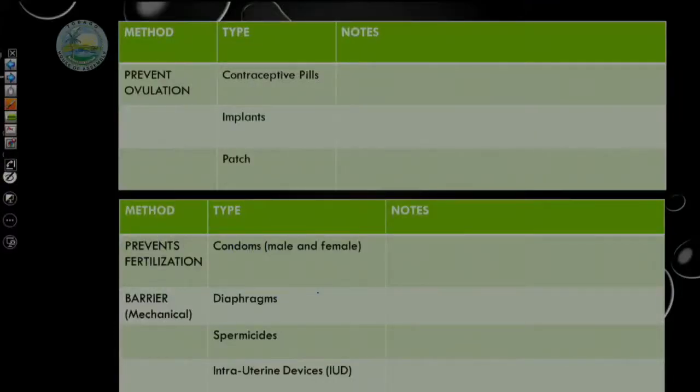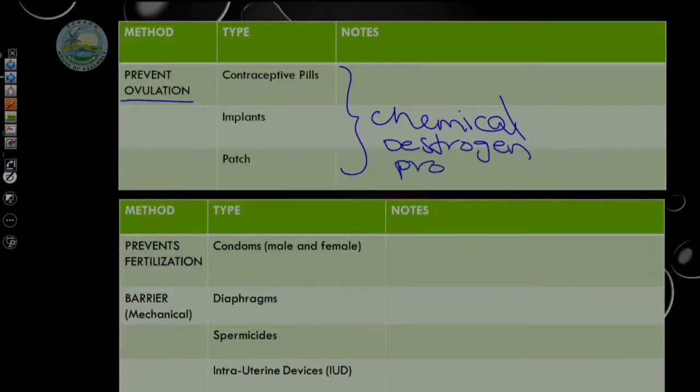Okay, so other methods of contraception involve methods to prevent ovulation. Again, if you do not produce a mature ovum, then even if there are sperms around, you cannot get pregnant. Most of these methods that prevent ovulation are chemical in nature, and most of the time, the chemicals used are estrogen and progesterone.